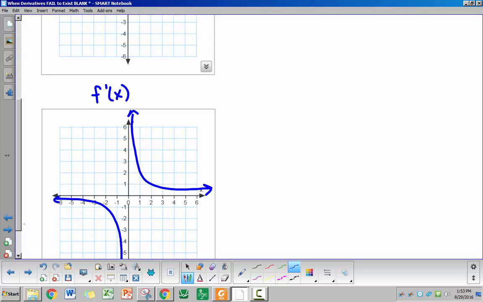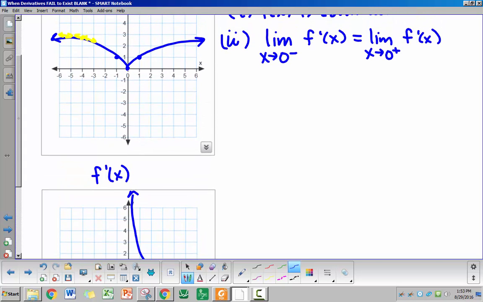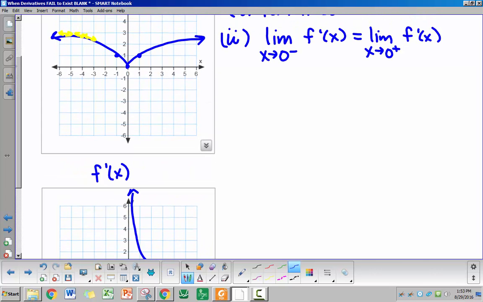Now that looks familiar. Does that kind of look like 1 over x? Right, it did. It sure did. So can you tell me if the slope from the left is going to equal the slope from the right here at x equals 0? If we go back up to our statement here, we would say the slope as x approaches 0 from the left of f prime of x is negative infinity, which is not equal to infinity.